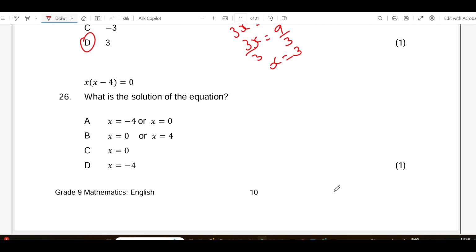What is the solution of the equation? x times (x minus 4) equals 0. The answer is x equals 0, or x minus 4 equals 0. The answer is going to be what? It's going to be 4. x is going to be 0, or x is going to be 4. The answer is what? It is B.